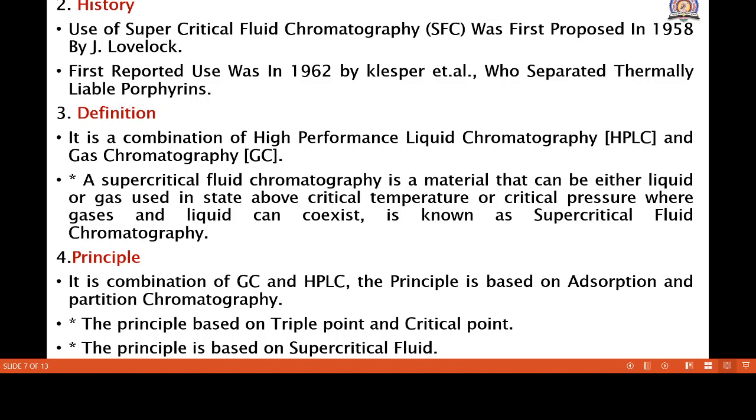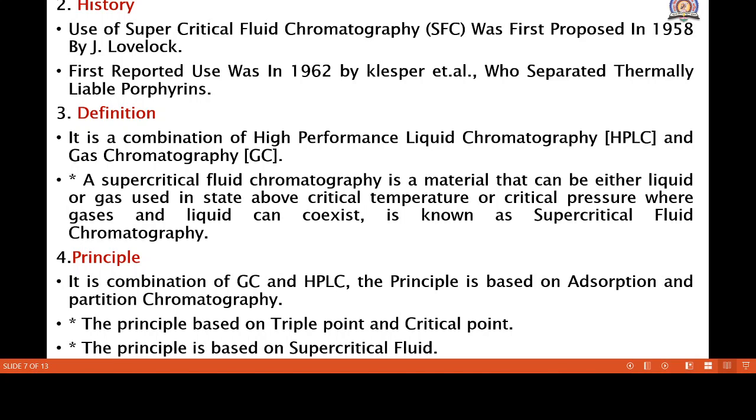So this is the definition. What is that? It is a material that can be either liquid or gas used in the state above its critical temperature or critical pressure. Means the material which we have to separate may be liquid or gas, and its state is above its critical temperature and critical pressure, where the gas and liquid coexist. Such a material can be separated by this supercritical fluid chromatography.